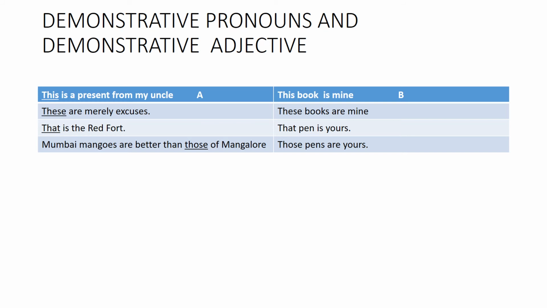Examples: this is a present from my uncle. This book is mine. These are merely excuses. These books are mine. That is the Red Fort. That pen is yours. Mumbai mangoes are better than those of Bangalore. Those pens are yours. In column A, the words this, these, that, those are used to point out the object they refer to. In column B, this, these, that, those are placed before the nouns. Book, books, pen, pens are the nouns.